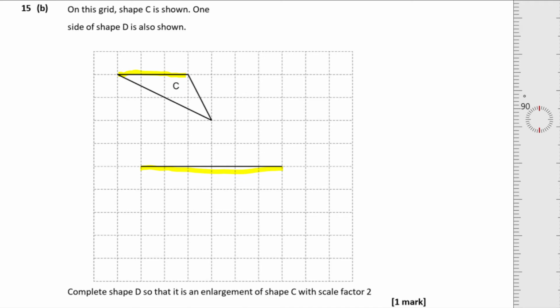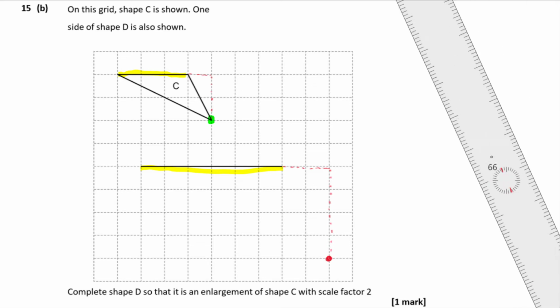Okay, so that's the long side. Now, in order to draw this shape, I want to work out where this corner is first, and then I can just finish it off, can't I? So to get from there to there, I'm going 1 square along and 2 down. Now, if I'm enlarging this with a scale factor of 2, it's going to be twice as far from one corner to the other. So rather than going 1 to the right, I'm going to go 2 to the right. And rather than going 2 down, I'm going to go twice as far. I'm going to go 4 down. So that corner there is going to be at that point there.